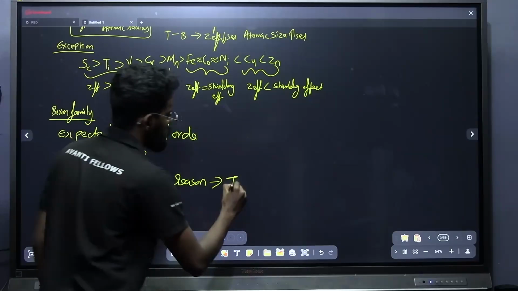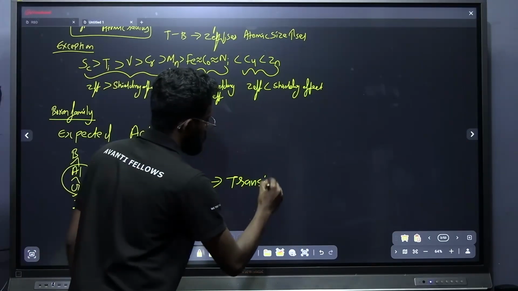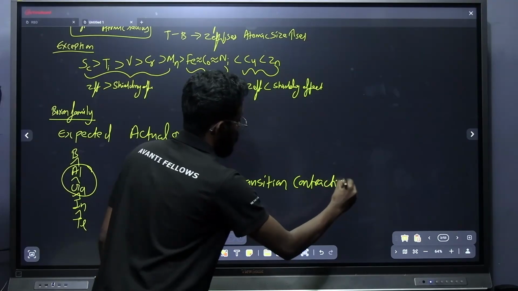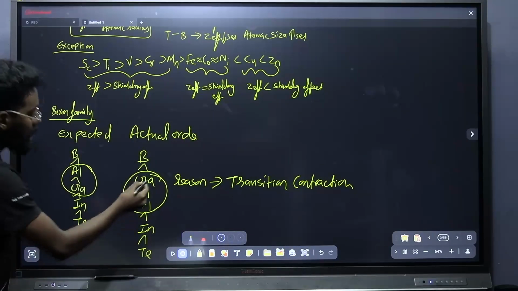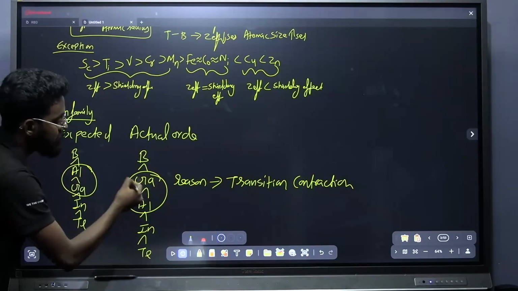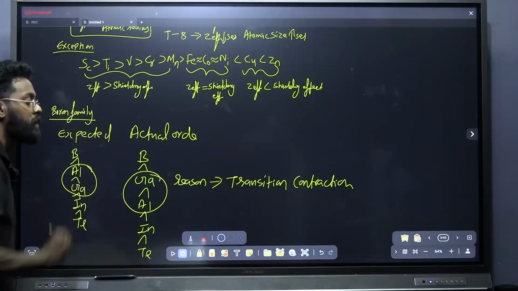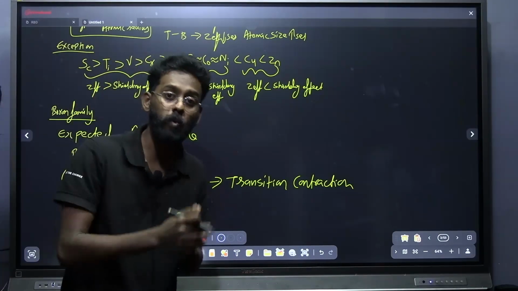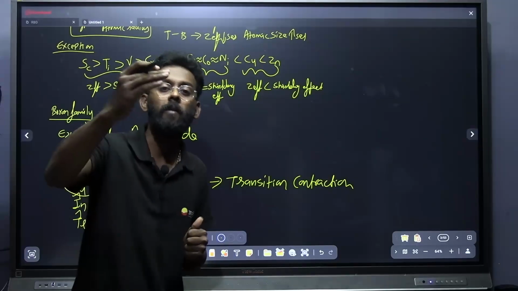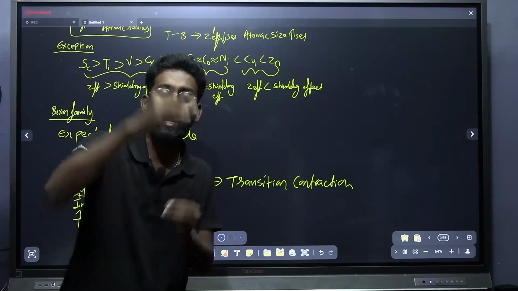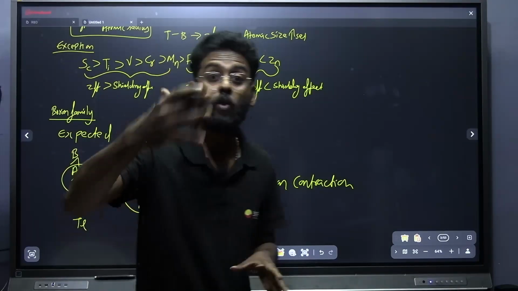The reason is due to transition contraction. What is transition contraction? In gallium, you can see the d orbital filling is starting, and the d orbital has poor shielding. Due to that poor shielding, the outer shell becomes closer to the nucleus, and the outer shell gets more nuclear charge.